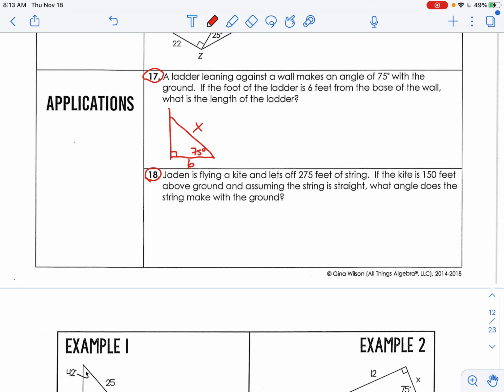Number 18, a kite. Here's the one with an angle on it. Flying a kite lets off 275 feet of string. So again, kite problems. Here's my little kite up here in the air. If there's 275 feet of string, that's this. Okay, if the kite is 150 feet off the ground, right there, here we go. So that's 150 feet off the ground. Let me get that picture better. All right, what angle does it make with the ground?